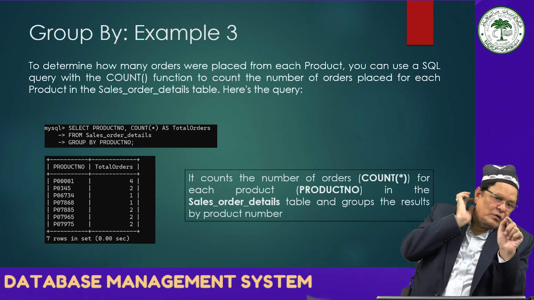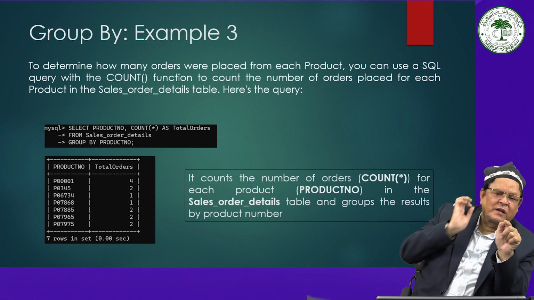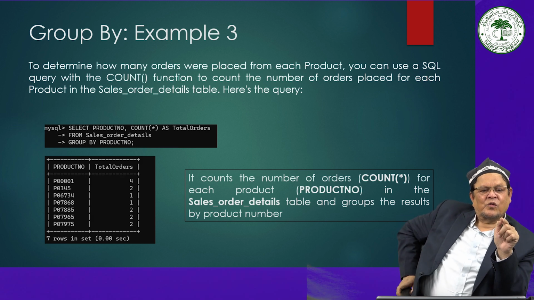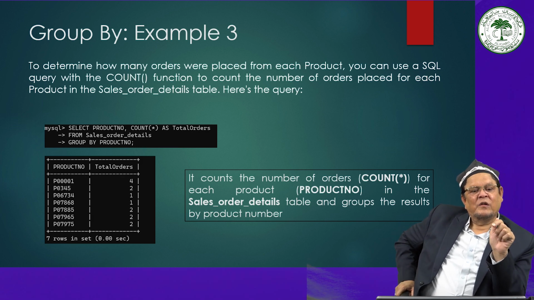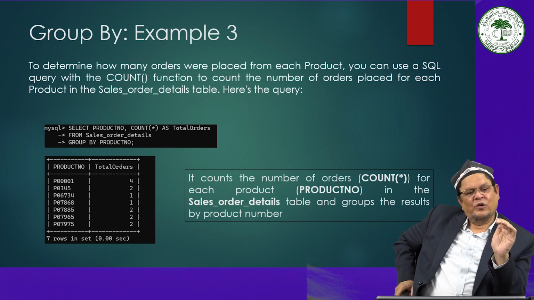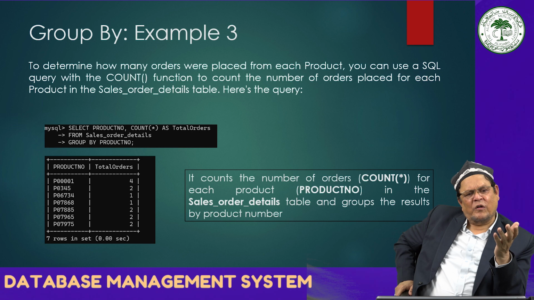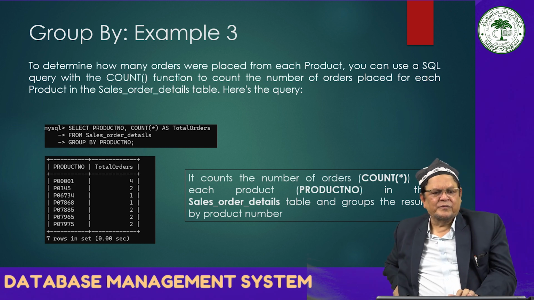If you give order by descending, it will be 4, 2, 2, 2, 2, 1, 1, 1, or in ascending order 1, 2, 2, 2, and the 4 will come last. So depending on the requirement, you may write. Hope you understand the count function. You already know the count function from the previous lecture. I have already explained it. Here I have used the count function for group order.